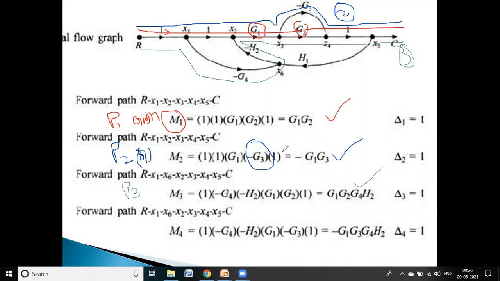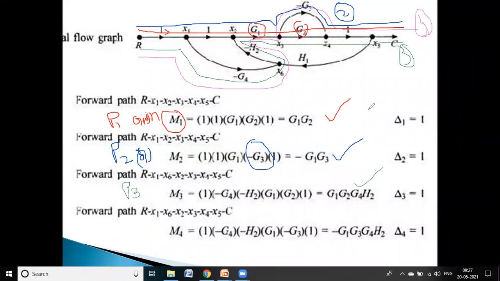Okay, next, the fourth forward path. Is there any fourth forward path? Yes, there is. So one more forward path is there. Again, it has to follow the same direction. So minus G4, minus H2. Up to x3 it takes the same direction, and again it reaches the output. So we have to identify the forward paths. Four forward paths. Is there any other forward path?